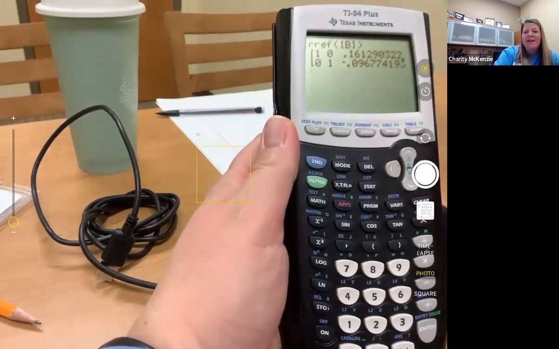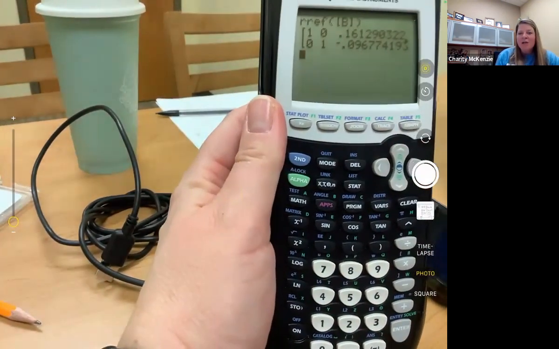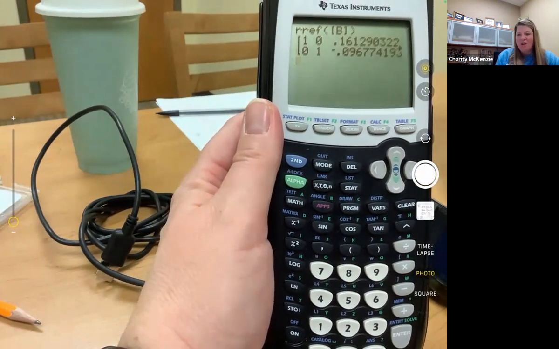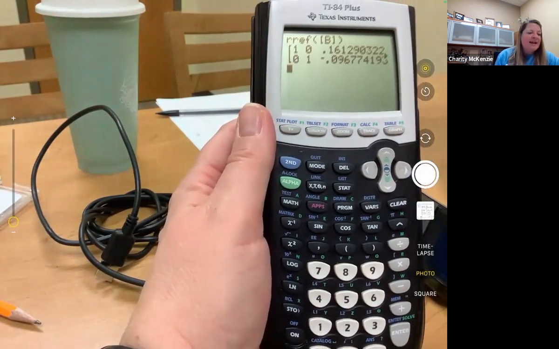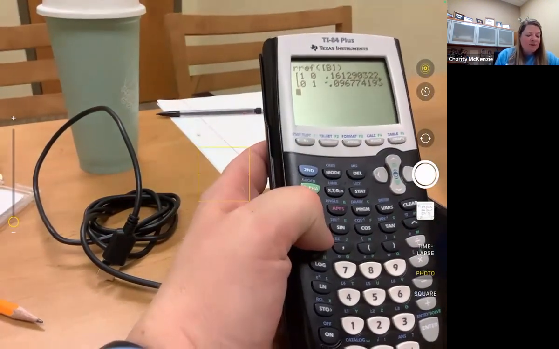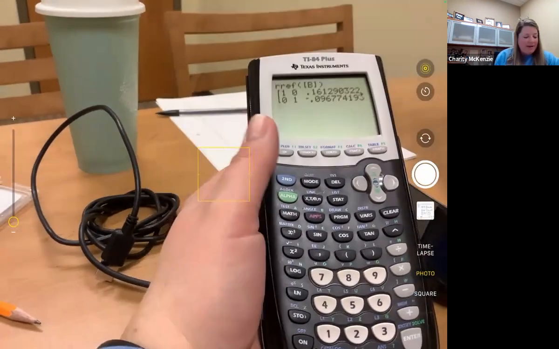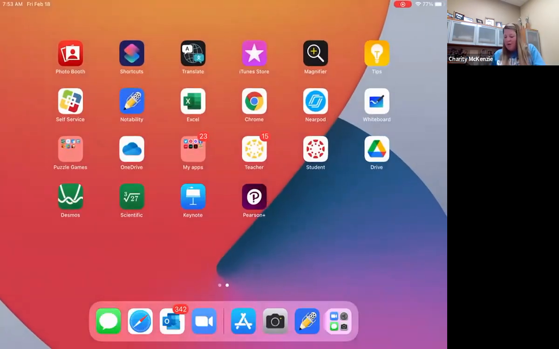So remember that method of all the row operations I made you do in the last section? You can do those row operations. So reduced row echelon form is the form that will give it to you. So RREF. So write that down. So if your inverse doesn't work, which it doesn't work on my older one, then try that method. Okay, so now we're going to bounce back to doing our lesson.